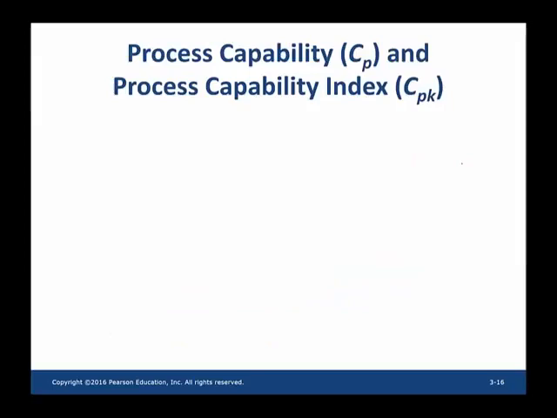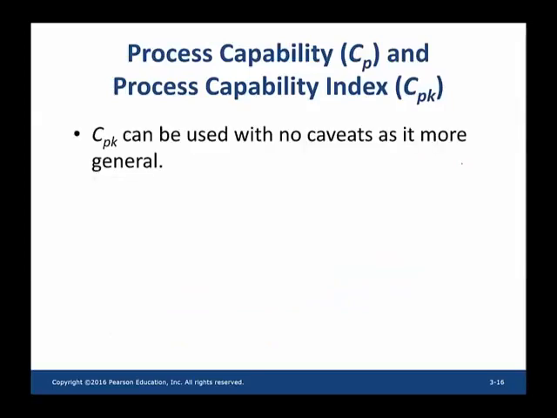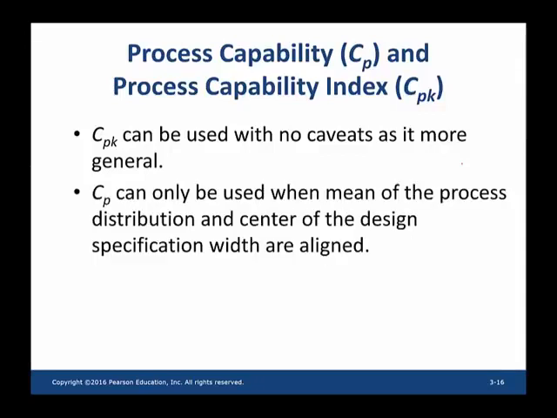If you want to summarize process capability and the process capability index, it's the following. CPK can be used in any situation because it is more general, as it takes the shift in the distribution mean into account. CP can only be used when the mean of the process distribution and the center of the design specification are aligned. So that's the end of the video.